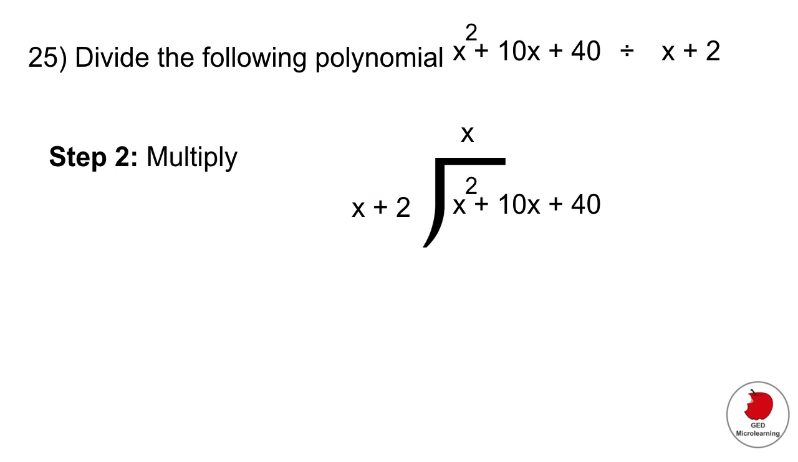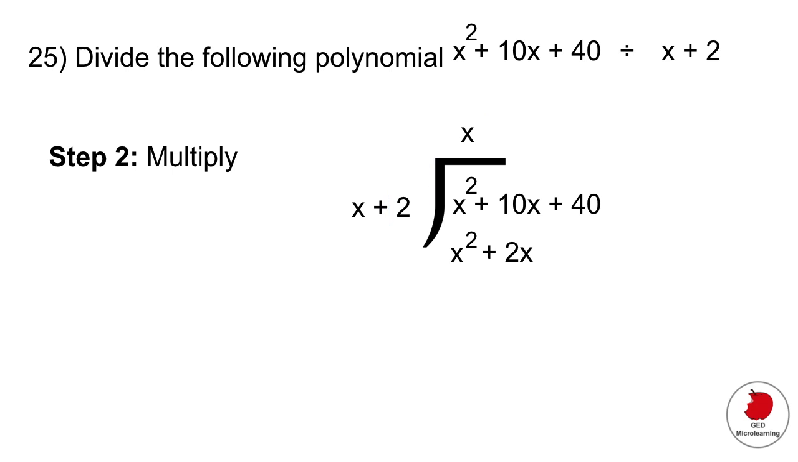Step 2 is going to be multiply. So we're going to multiply that x by this x. That gives us x squared. And we're also going to multiply by the number. So x multiplied by 2 is 2x. Okay, so that's step 2, multiply.